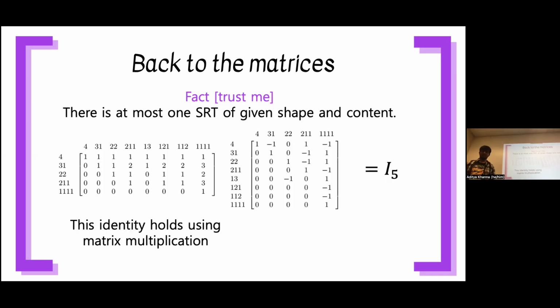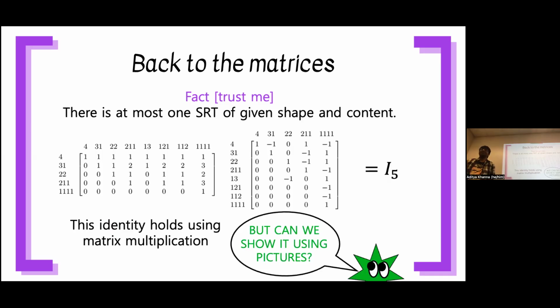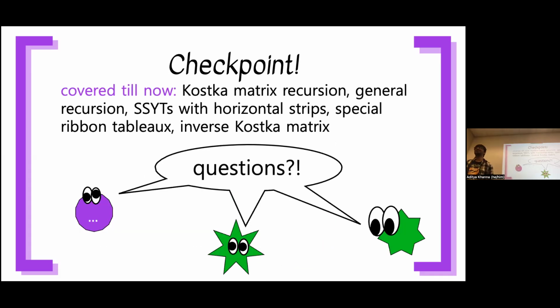And so let's get to the actual main part of this talk that I promised you in the title. Well, this identity holds using matrix multiplication. All of us can do that. But we have been talking in pictures the whole time. Can we show this using pictures? So before I actually get to the climax of this talk, questions?